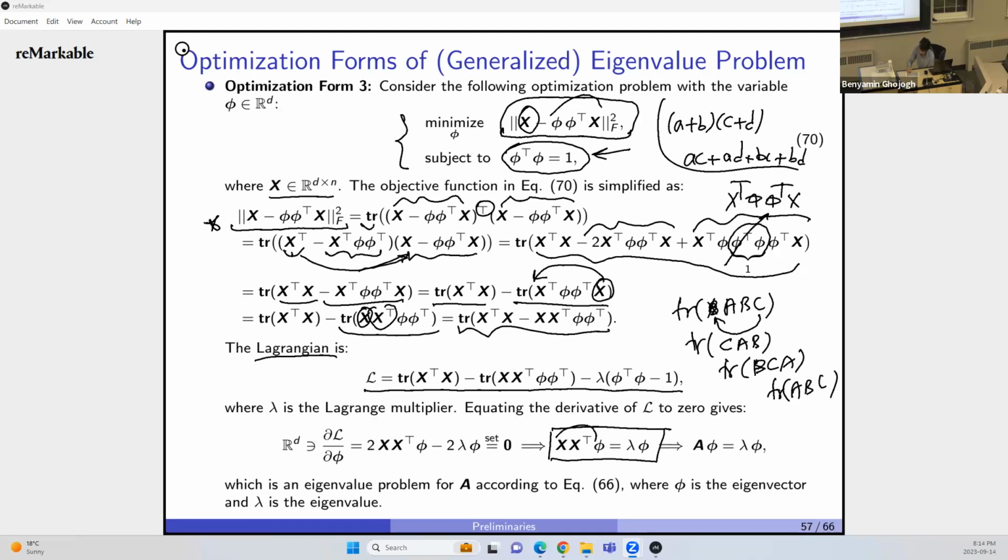Now, I define X transpose X to be a new matrix A. This is exactly an eigenvalue problem. Therefore, the solution of phi, the solution of this optimization problem, is the eigenvector of X transpose X. Right? You understand? And X transpose X, I will explain it more when it's time. It's just a covariance matrix when data is centered. So basically, it's saying that the solution of this is the eigenvectors of the covariance matrix.